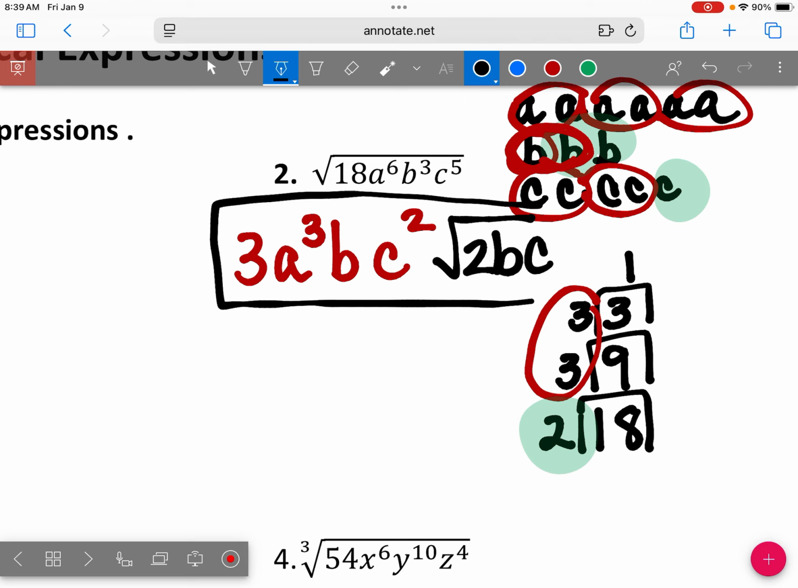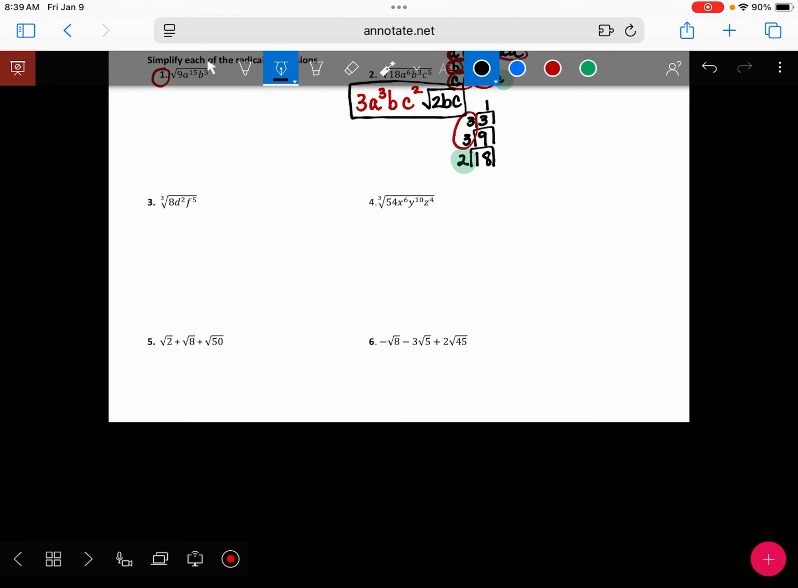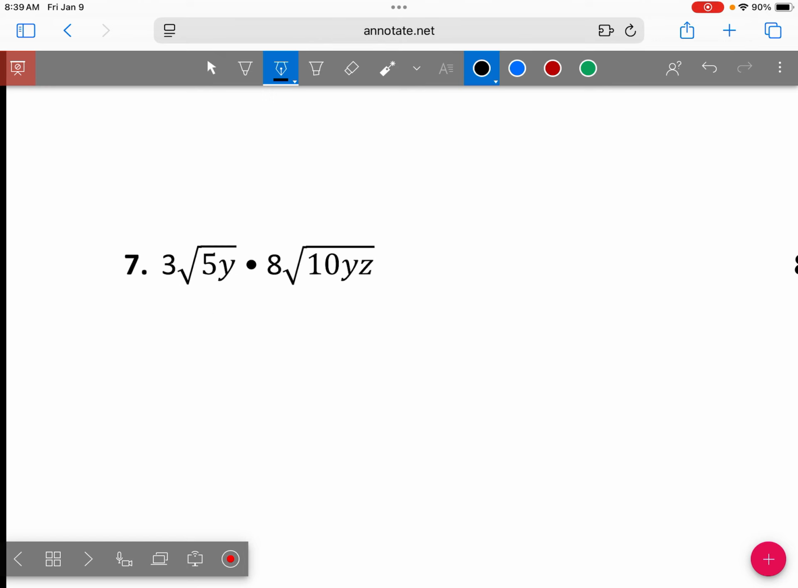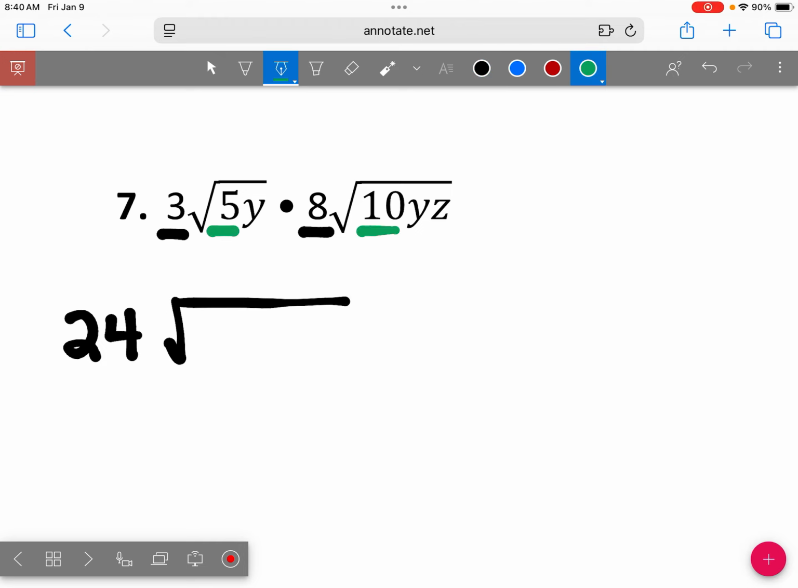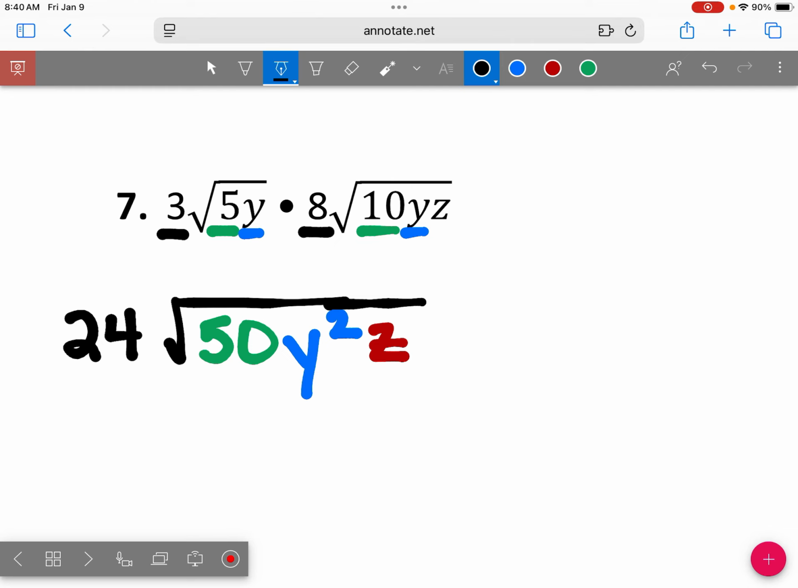All right, let's skip all the way down to the bottom. And let's do number 7 together. Let's go ahead and multiply first, and then you're going to build your cake. So 3 times 8, you got a 24 on the outside. And then we have 5 times 10, which is 50. Y times Y is a Y squared. And then we have a Z. All right, go ahead and build your cake with the 50 and look for pairs.